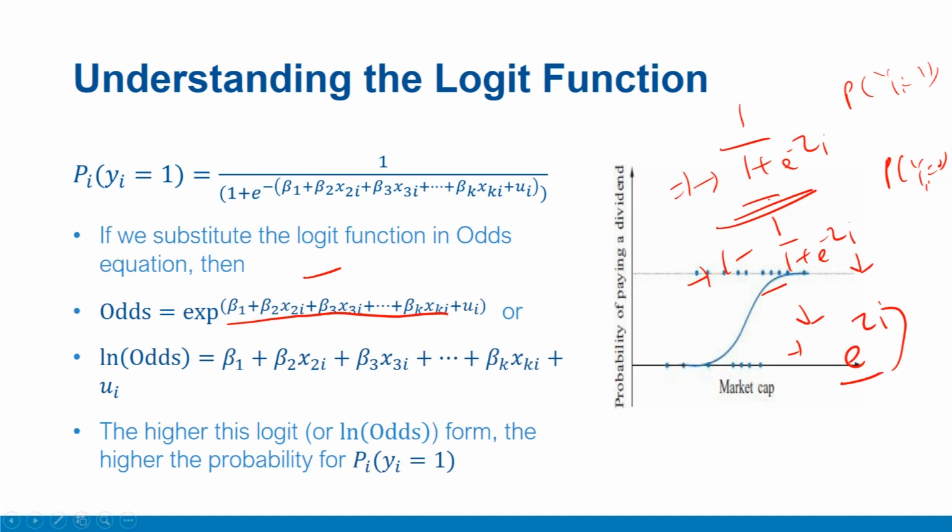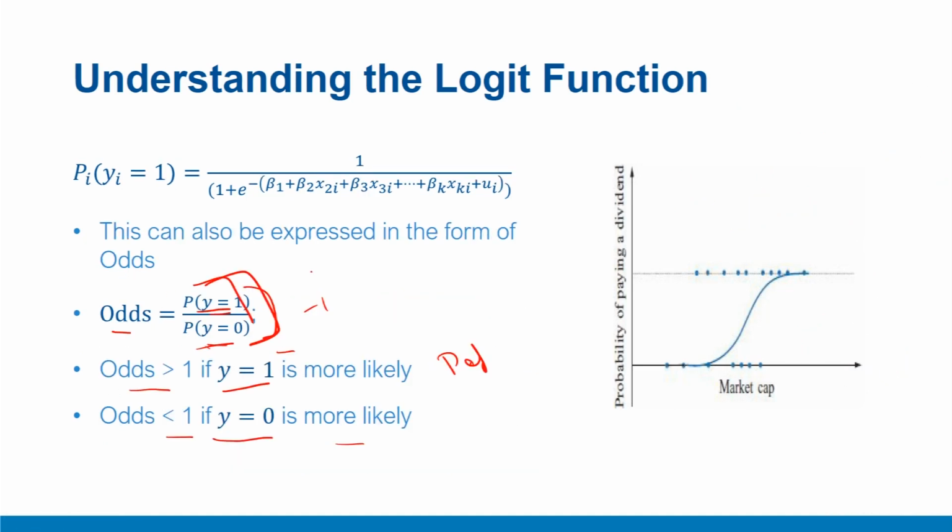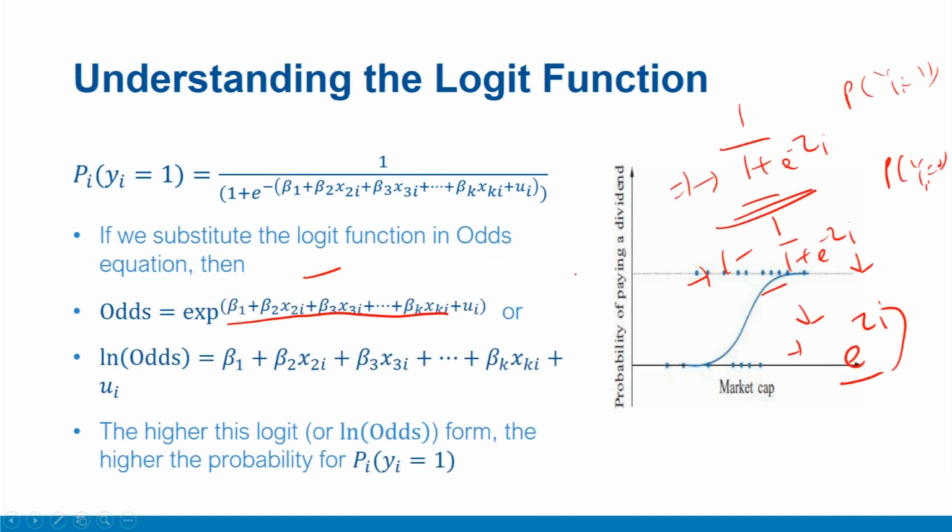So if we simplify the odds ratio by putting the values for the probability of y equal to 1, which is 1 upon 1 plus e to the power minus zi, and the probability of y equal to 0, which is nothing but 1 minus the probability of y equal to 1, we get e to the power zi, and therefore the odds ratio is nothing but e to the power zi. Or if we take the natural log on both sides, left-hand side and right-hand side, we get the natural log of odds equal to this expression.